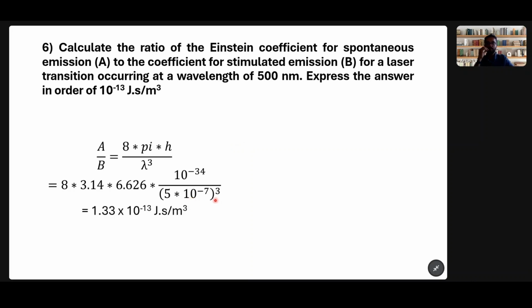If you substitute all these values, you will get the ratio of A to B as 1.33 into 10 power minus 13 joule second per meter cube. And since I have asked the answer in only 10 power minus 13 joule second per meter cube, the answer will be 1.33.